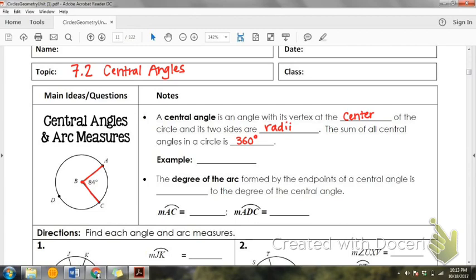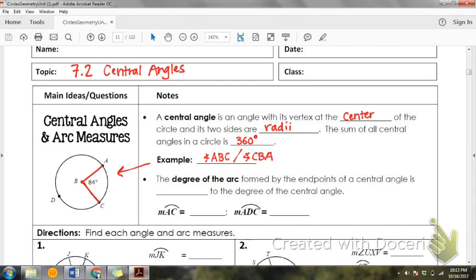If we look at this central angle, naming this central angle, we would say that this is angle ABC. But again, you can name this as angle CBA as well. That would also work, as long as B is in the middle, because it's the vertex.